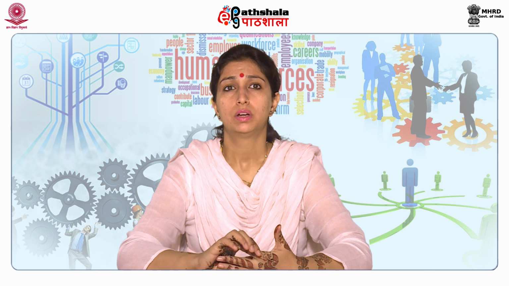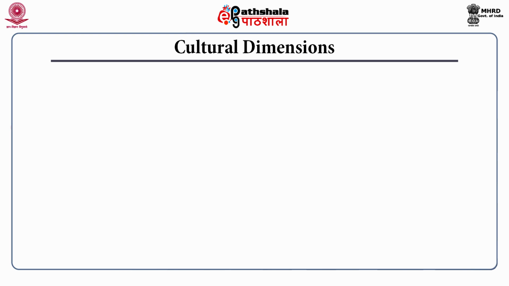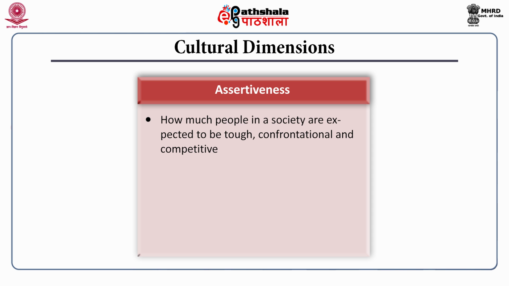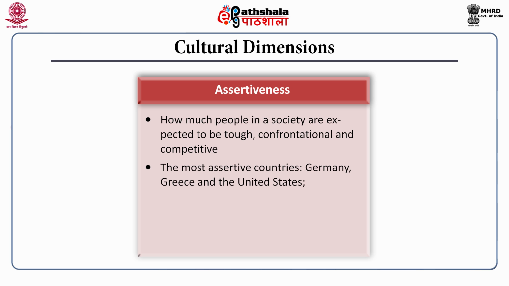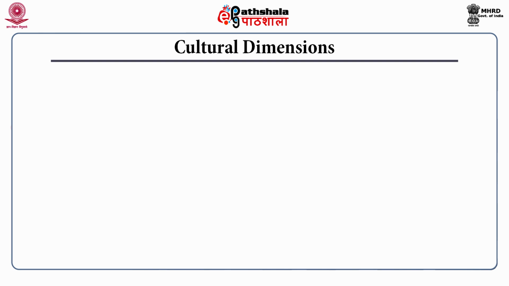Several years ago, researchers surveyed the cultural values of managers in 62 countries, and they concluded that the countries differed among 4 cultural dimensions. Cultural dimensions: assertiveness. How much people in a society are expected to be tough, confrontational and competitive. The most assertive countries are Germany, Greece and United States, and the least assertive countries are Sweden, New Zealand and Switzerland.